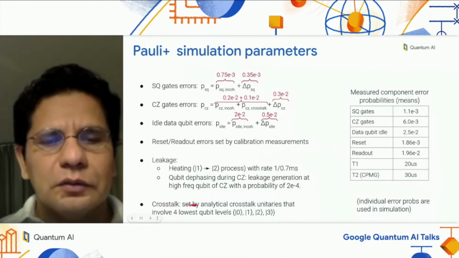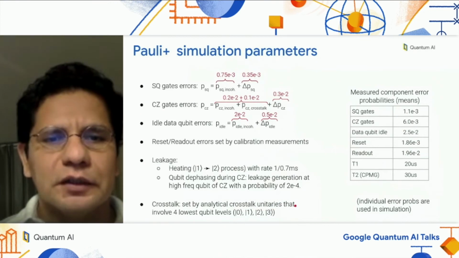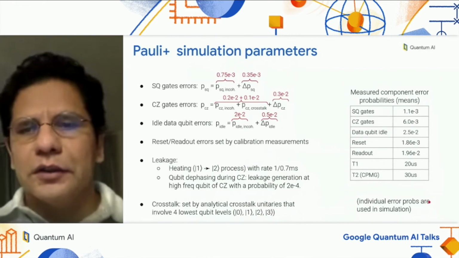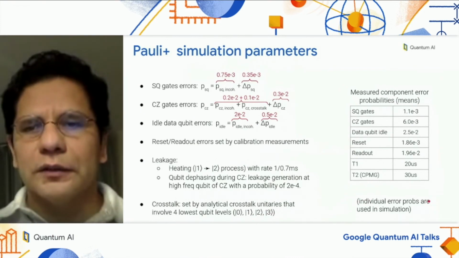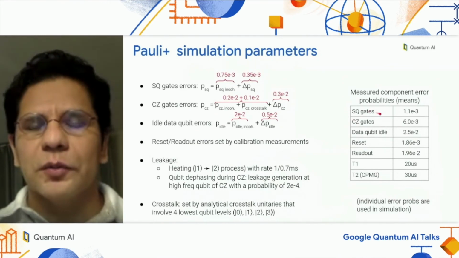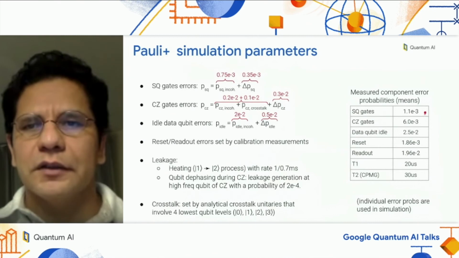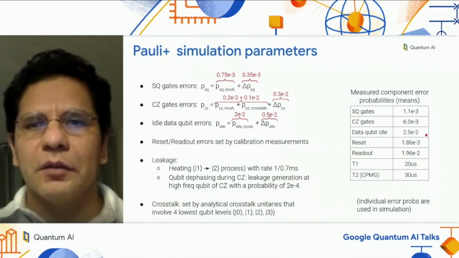For crosstalk, we have a model which provides crosstalk unitaries that involve the 4 lowest qubit levels. And here I point out that in our simulation, we use a non-uniform error model, meaning that, for example, for single qubit gates, the different single qubit gates have different error probabilities. These numbers are only the averages over similar components.